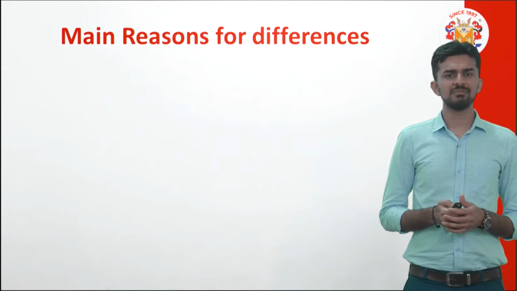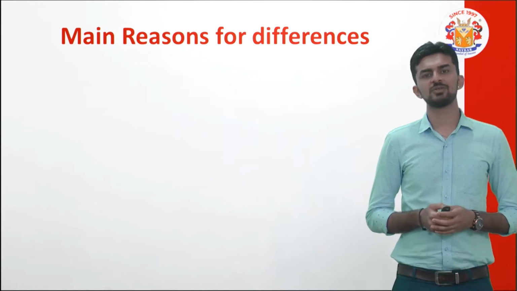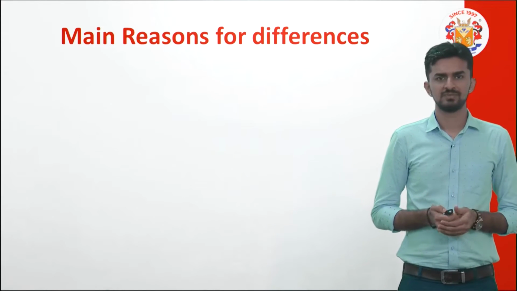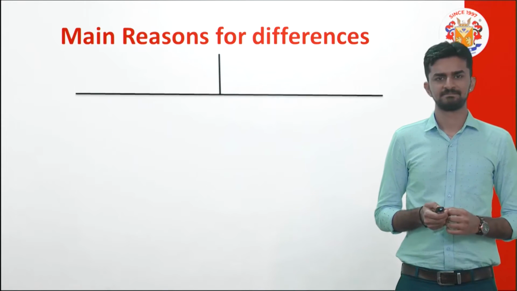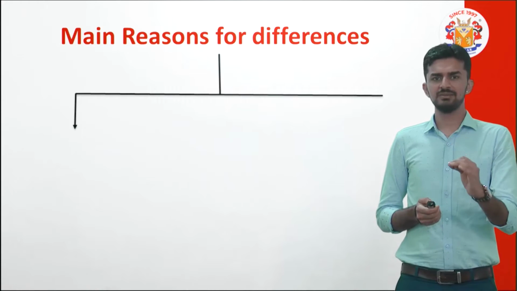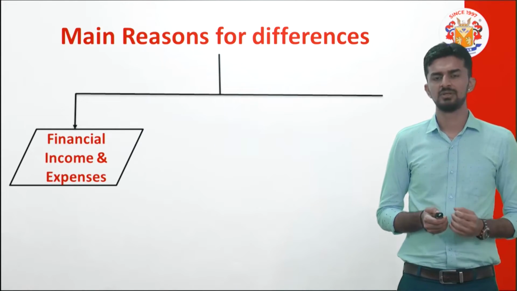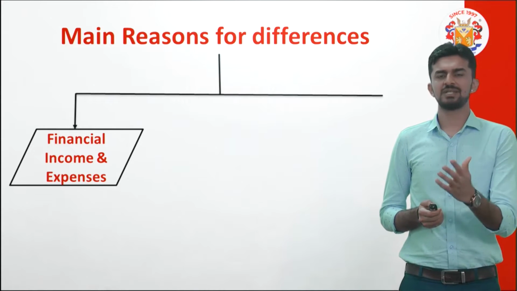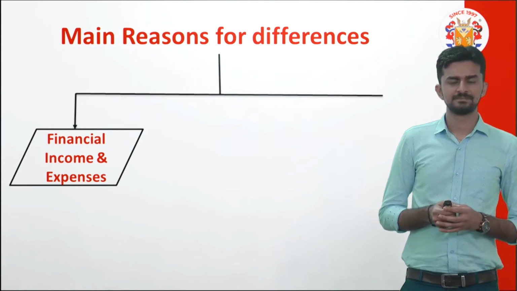Main reasons can be categorized into 4 parts. Few of you might recall because we have learned cost sheet. Few of you will come to know over here. First reason. The first reason because of which cost and profit figures differ are financial incomes and expenses. We discussed in cost sheet.